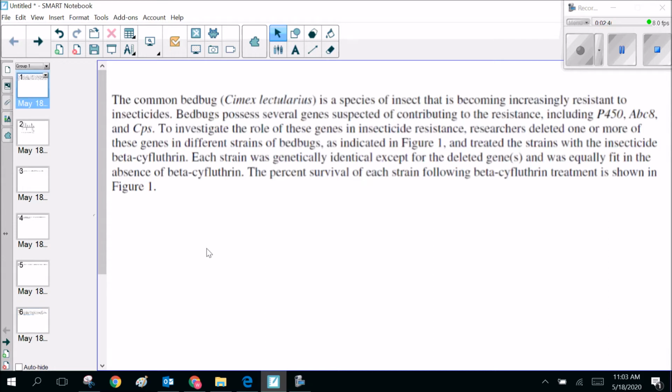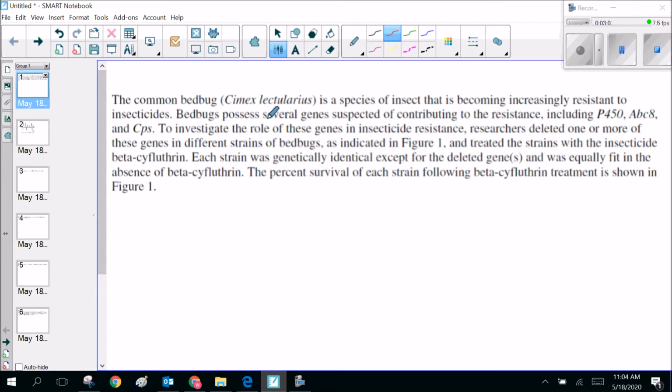So how should you go about attacking an FRQ? I'm going to start here by underlining some key things within the introduction, because I know the introduction is not only going to give me the context, but it's going to give me some key clues as to how to solve this. So let's go ahead and begin.